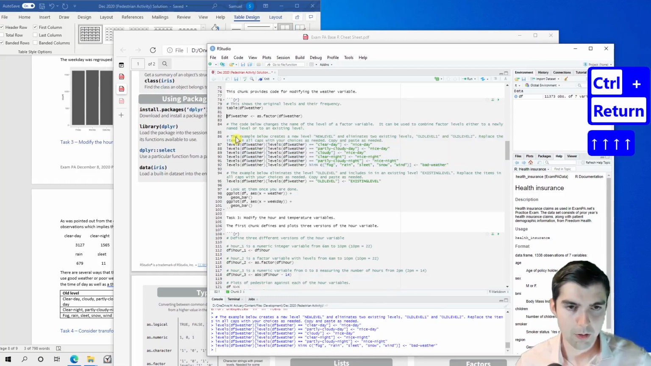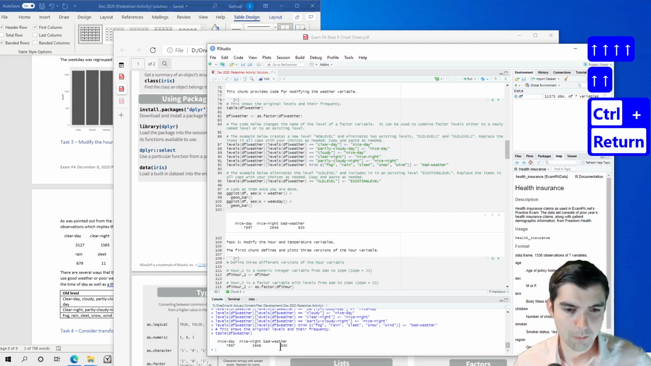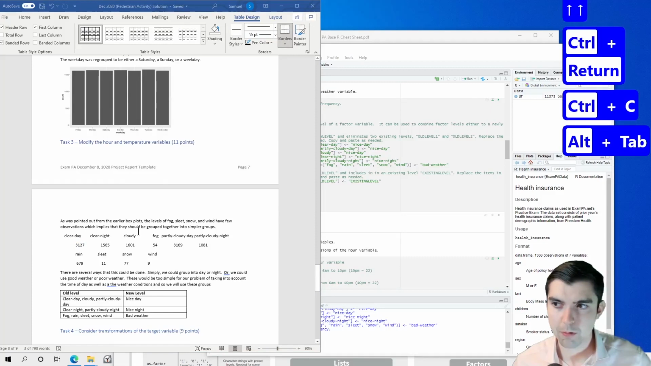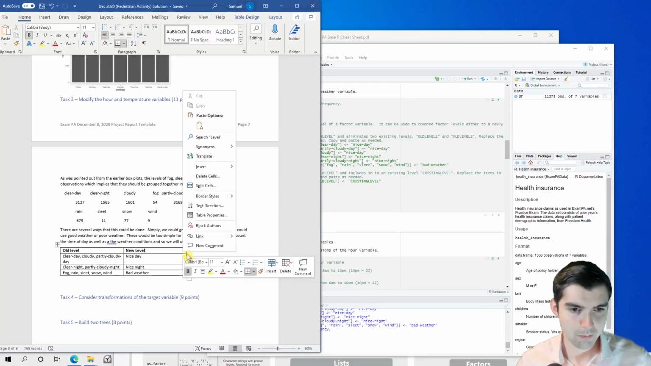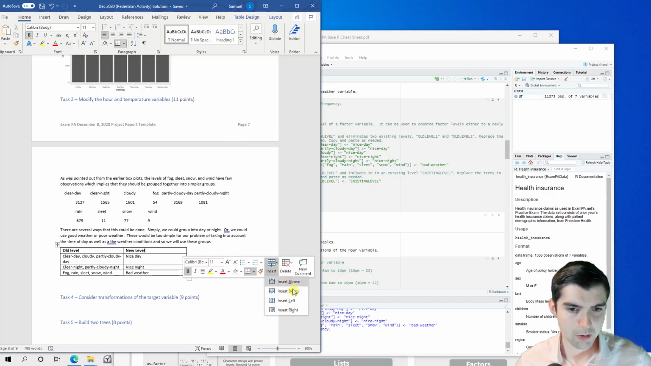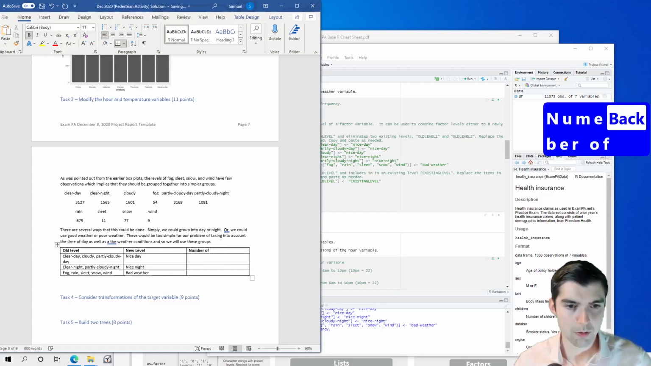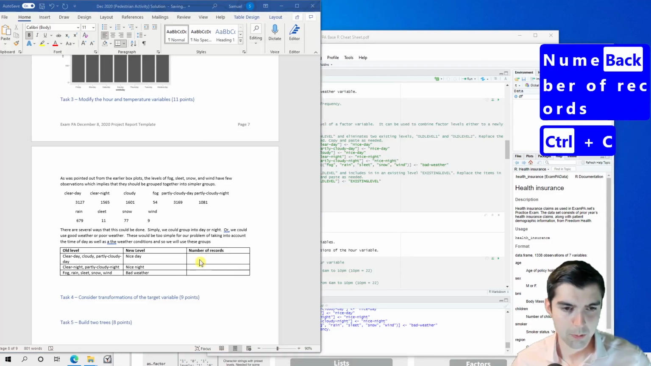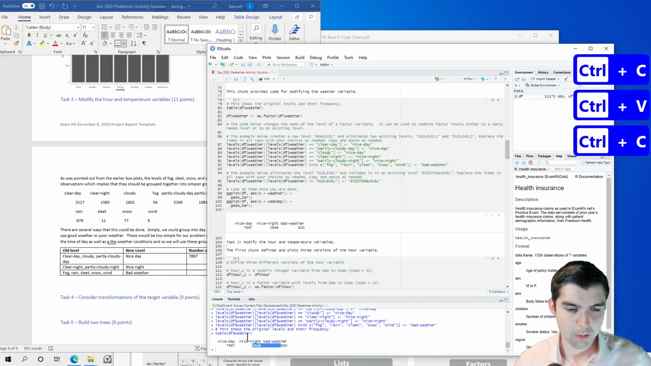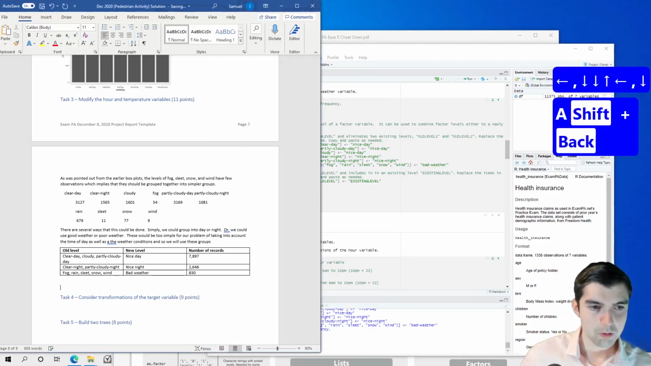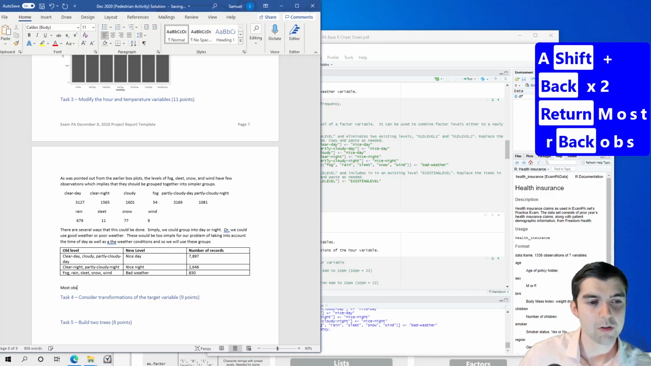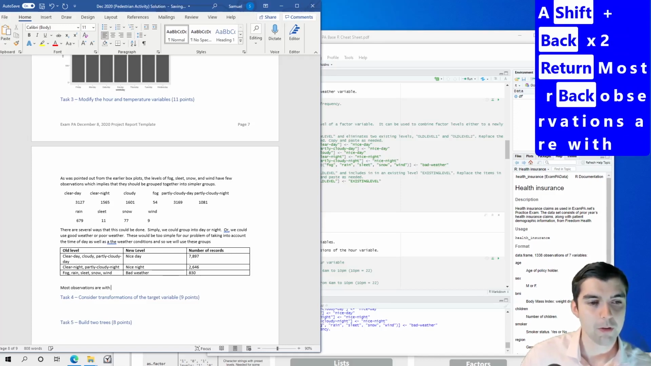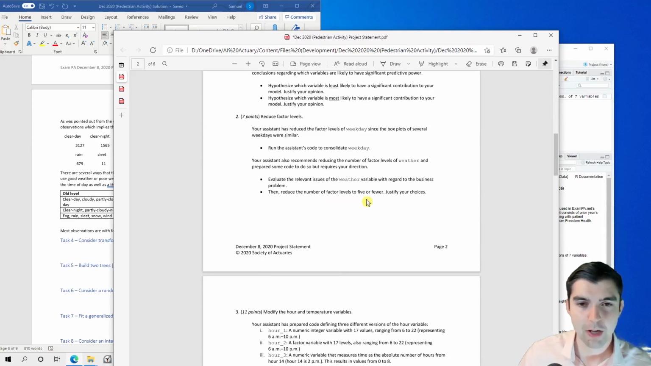Alright, so now if you look at the levels, see that they're either one of these groups. And you could even do this. Insert column right, number of records, and then that's this number, that number, that number. As most records, so most observations are with fair weather. So this does say reduce them to 5 or fewer.